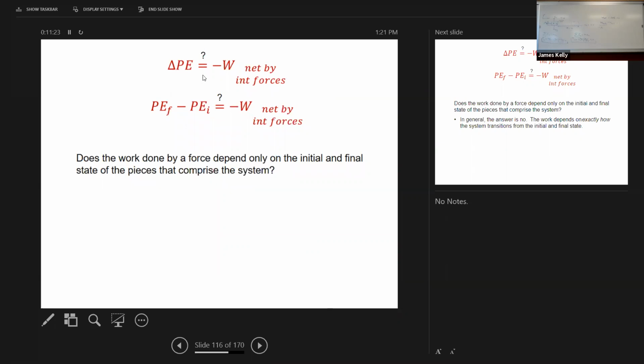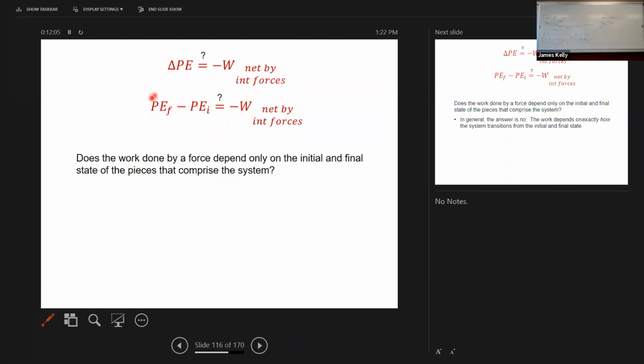In other words, does it make any sense to always say that the change in potential energy can be defined to be the negative of the work done by internal forces? In other words, the final potential energy minus the initial potential energy can be defined to be that. The answer is it doesn't always make sense, and that's because the work done by a force depends on the whole process of getting from the initial state to the final state. Whereas the left-hand side of what I've got shown here only depends on what the initial state and the final state are, but it, of course, doesn't know anything about how you got from initial to final, right?